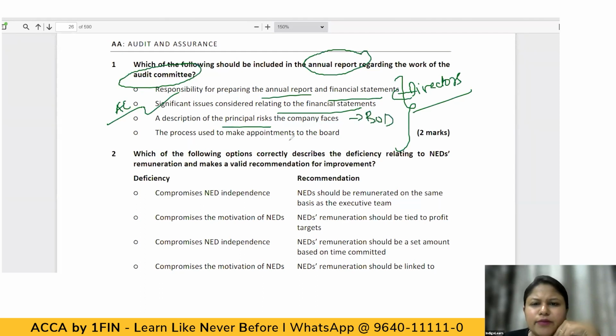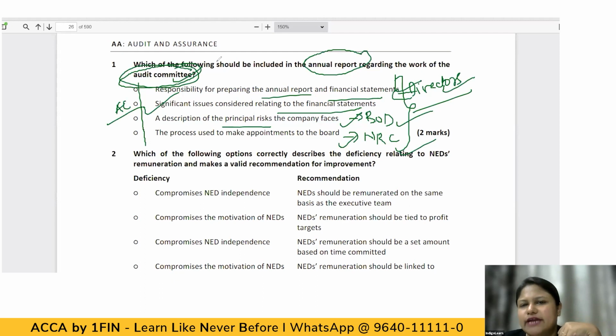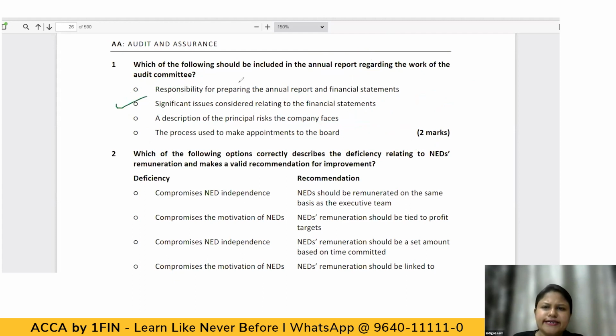The process used to make appointments to the board is the nomination and remuneration committee. So these will all also come as part of the annual report, but they will come as part of the audit committee, the board of directors, and the NRC. Here, out of the 4 options available, the audit committee's point of view that will come in the annual report is going to be only this particular matter. Okay, so the answer will be B. All right, then moving on to the next one.